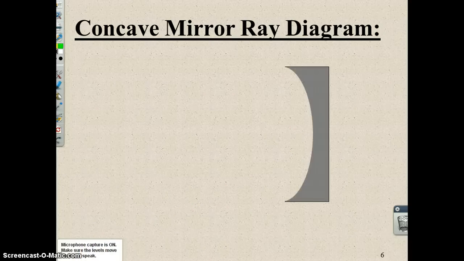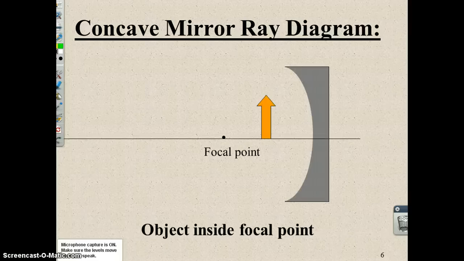Next case, you can move the object inside the focal point. And if you send a horizontal light ray, just like before, it will bounce through the focal point. Now you cannot draw a light ray through the focal point because that would be backwards, but you can draw a light ray towards the mirror as if it came from the focal point.